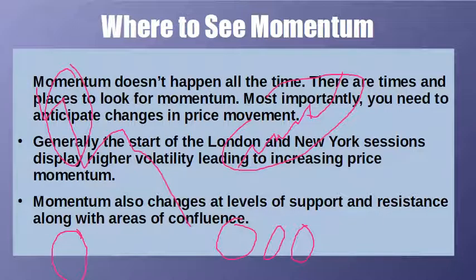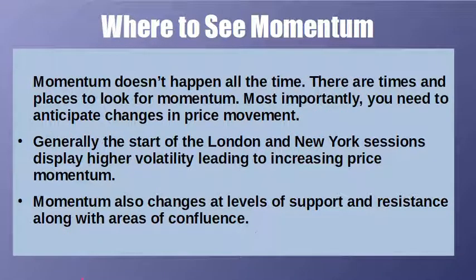And yeah, we got a little bit more. This video is a little bit long, a few more minutes, guys, but it's all an important part of momentum. You want to definitely save this video on your computer, okay? This is important. Where to see momentum? Okay, momentum doesn't happen all the time. There are times and places to look for momentum. Most importantly, you need to anticipate, and there's the key word. When you look at the price action, the candles on your chart, you need to anticipate what could happen next and what the change could be in price movement.